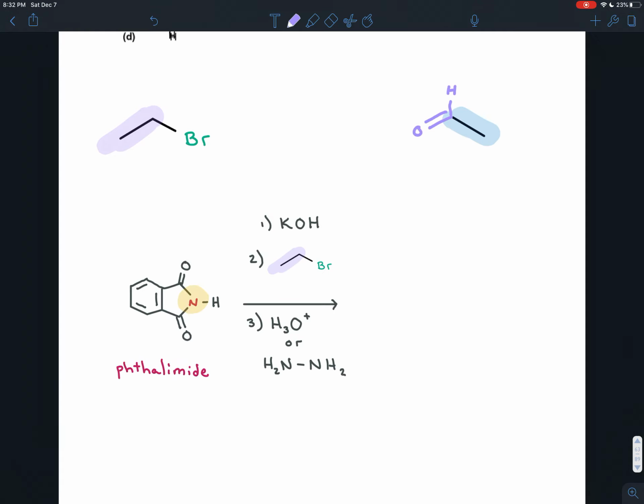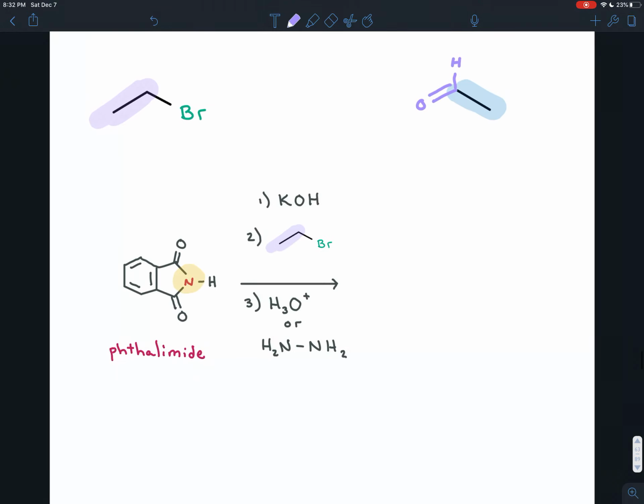Okay, so as always with the Gabriel synthesis, we start with phthalimide. Potassium hydroxide rips the alpha hydrogen off, leaves us with a nitrogen nucleophile. That attacks the alkyl halide in an SN2 reaction, kicks the bromine off, and now we have a bond between the nitrogen and this carbon instead.